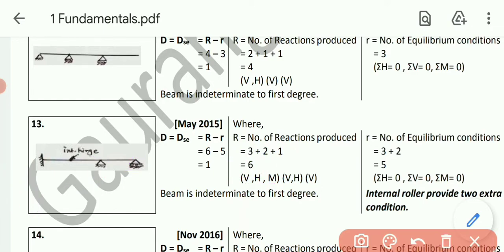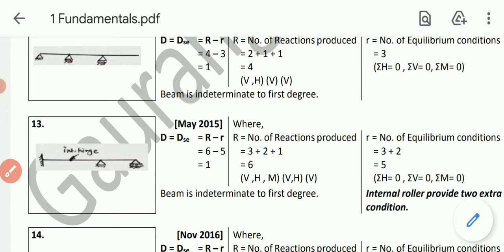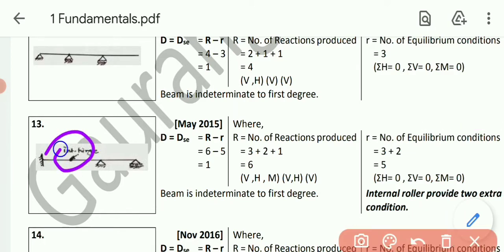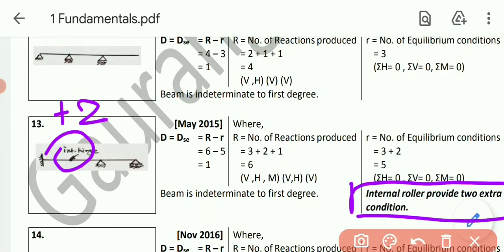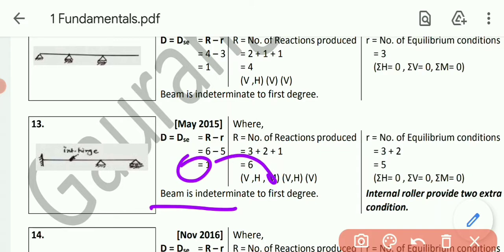Talking about small r, that is always 3, and in this one we have an internal hinge given to us. Internal hinge is nothing but, we can say, an internal roller, so it will provide 2 extra conditions. So ultimately small r will be 3 plus 2, so total 5. So ds equals capital R minus small r, 6 minus 5, answer comes 1. So as it is 1, the beam is indeterminate to first degree.